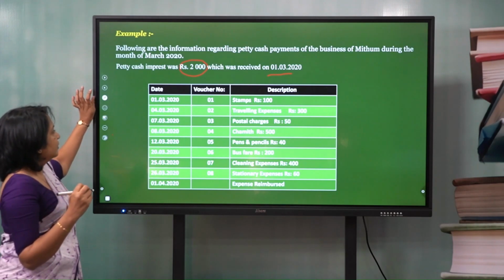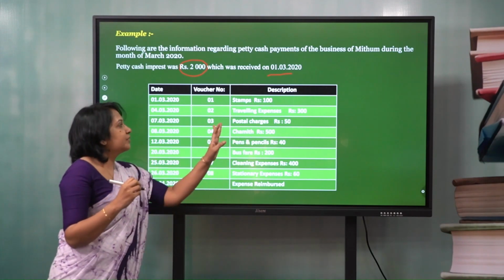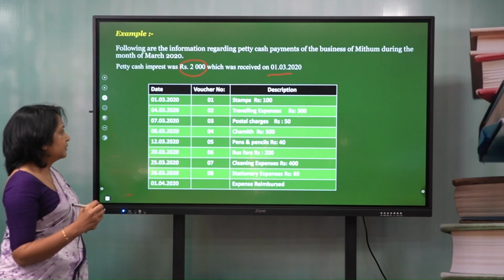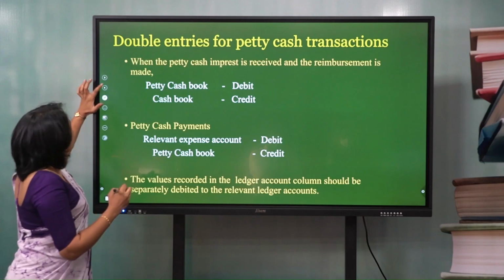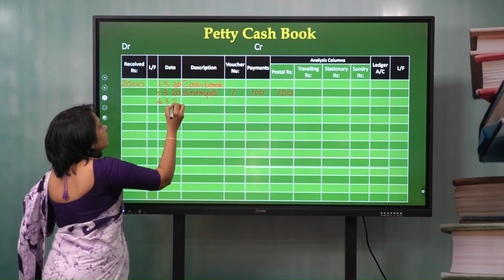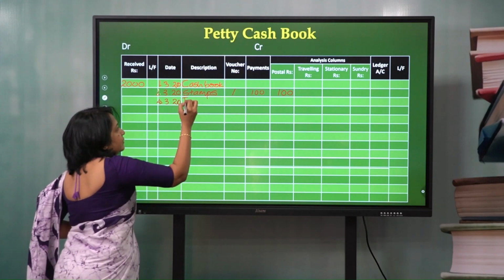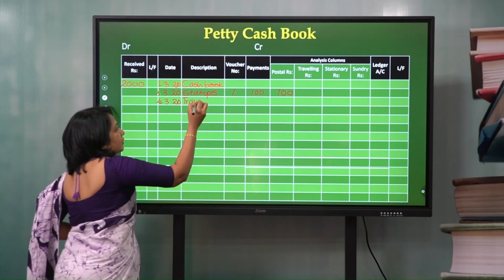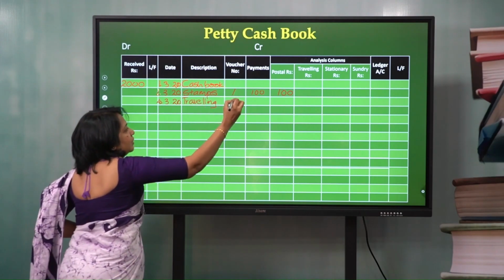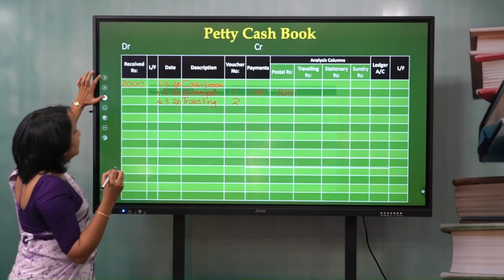Here they say 4th of March 2020. They have spent 300 rupees for traveling, and the voucher number is 2. We will see how we can record this transaction. The date is 4th March 2020. They have spent that amount for traveling. So we have to write here traveling. And voucher number is number 2. And we have spent 300 rupees.